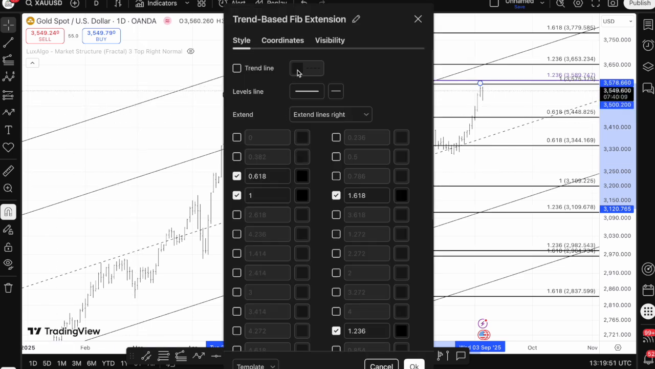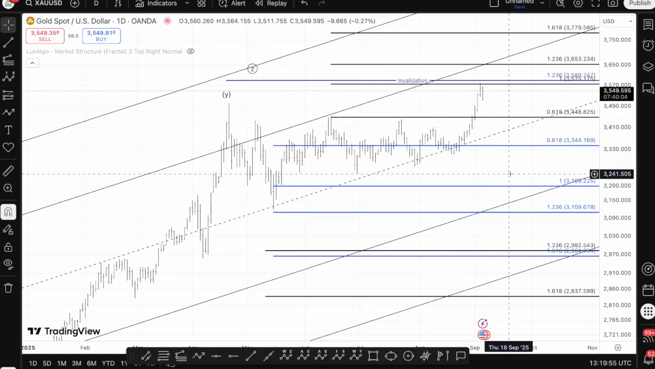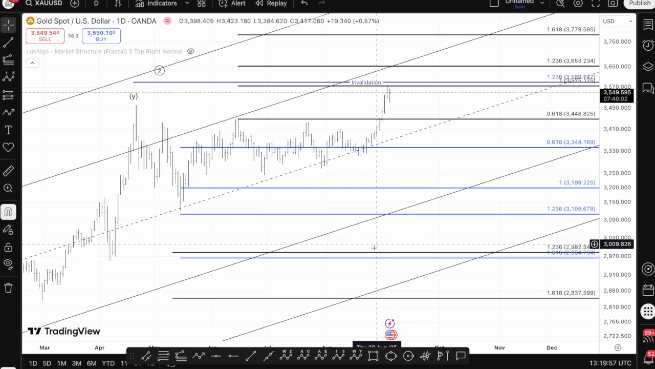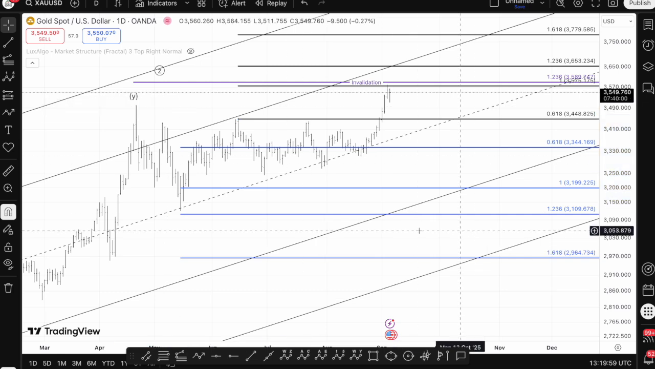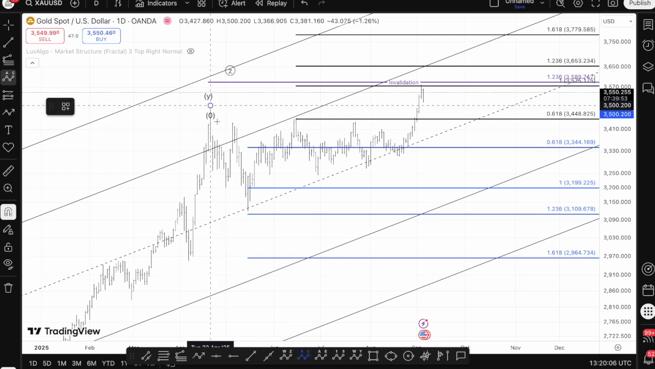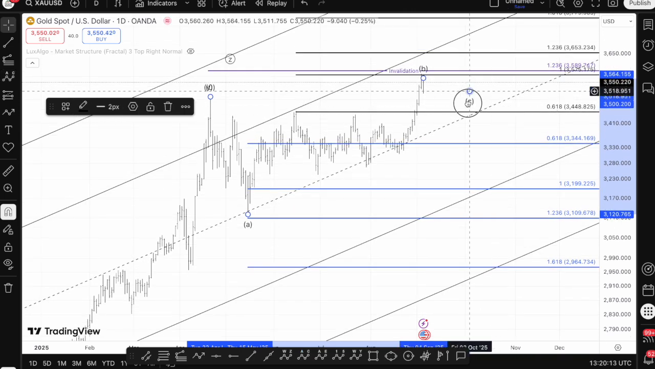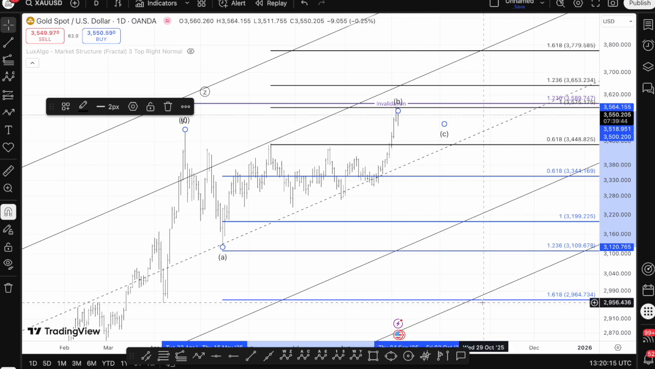Let me just change the color right here. So I'm going to be using the blue one, and I'm going to delete the black ones down there, right? So if I'm counting this whole thing as an A, this could be the wave B with the invalidation above the purple level right here, and we could be expecting 5 legs down from this top right here.